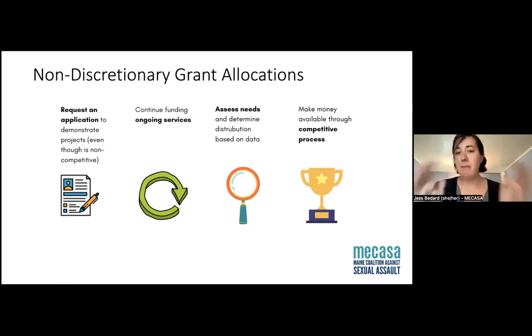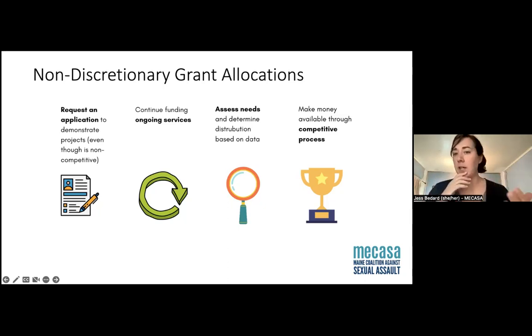So we can focus on this mainly with the formula grants, but it could apply to either one. This one on the left requests an application to demonstrate the projects, mostly going to be used for formula grants, but is sort of there on the left. Other possible ways, and this is not all of the ways, that states or federal governments might make decisions about how they're distributing the funds that are available to them.